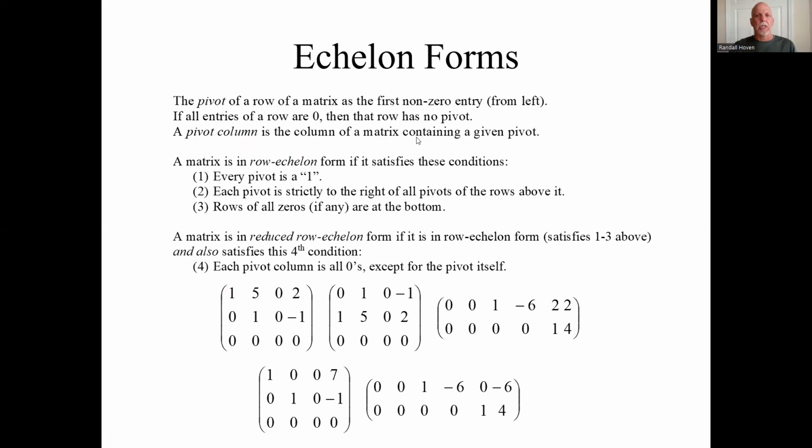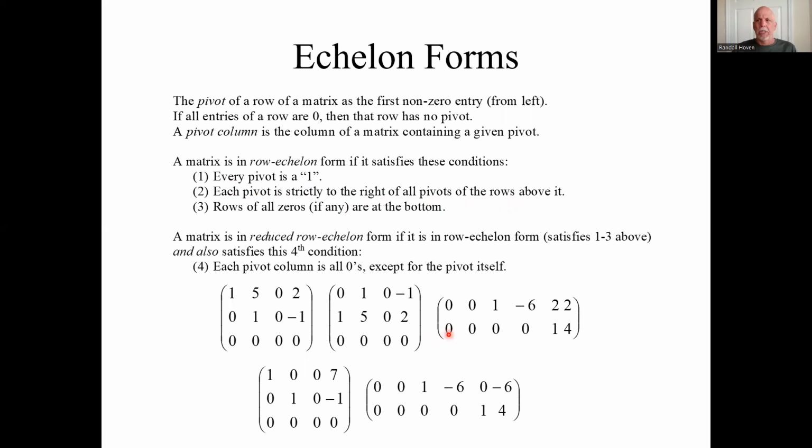A pivot column is the column of the matrix that contains the pivot point. So this is the pivot column corresponding to this pivot. This is the pivot column corresponding to this pivot. We say a matrix is in row echelon form if it satisfies these 3 conditions. Every pivot is a 1. Each pivot is strictly to the right of all pivots of the rows above it. And any rows of all zeros are down at the bottom.